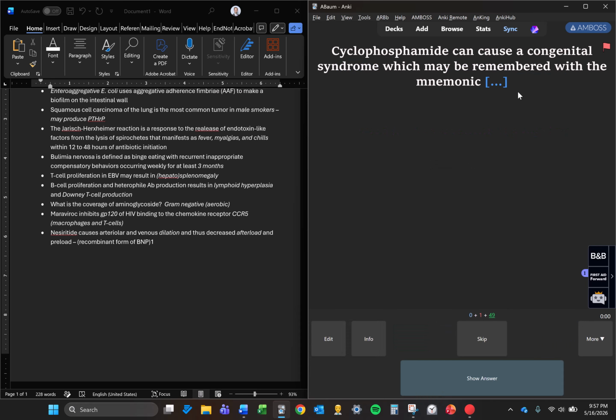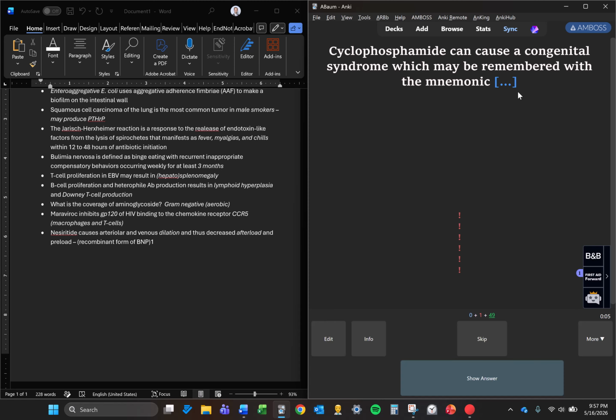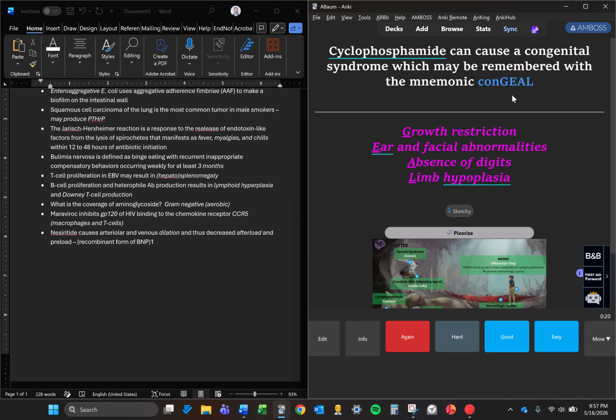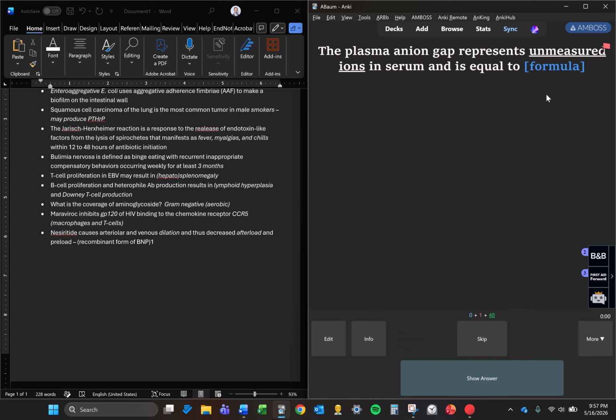So let's do another example. Let's see, cyclophosphamide, Gel syndrome, with the mnemonic. I think the mnemonic is CONGEAL, where the G is growth retardation, ear and facial abnormalities, absent digits, and then limb hypoplasia, I think, is what it stands for. Okay, yeah, so I got this one right. Since I got this one right, I don't need to write an extra note about it. I'm able to recall the information well enough. So I just press Good and move on to the next one.